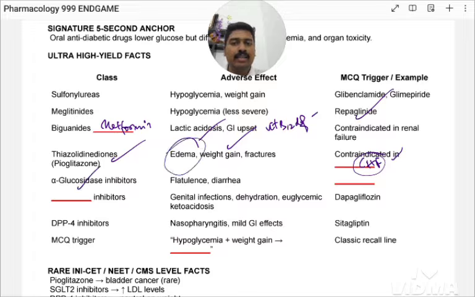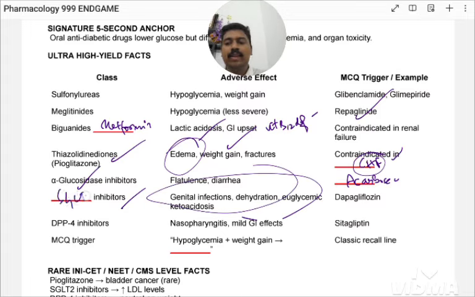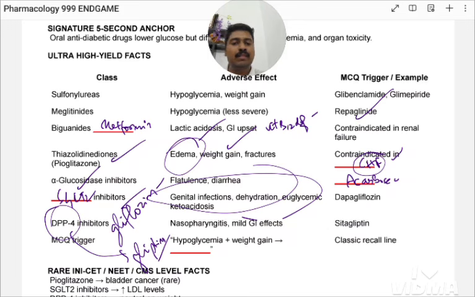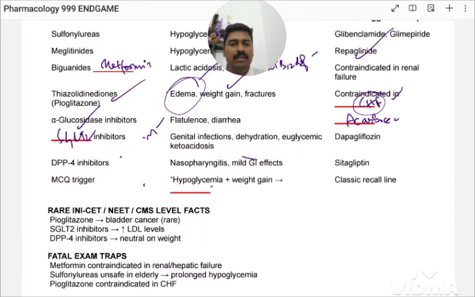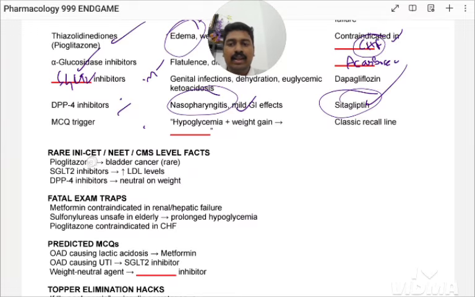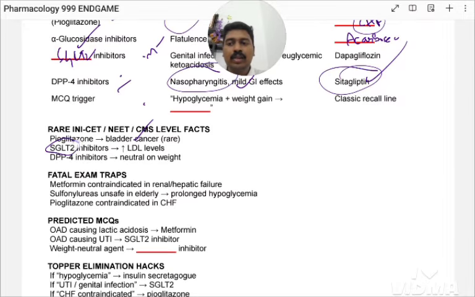Next, alpha glucosidase inhibitors, what is the example? Acarbose. Next, SGLT2 inhibitors cause all these things. Yes, we discussed. SGLT2 inhibitors, examples are gliflozins. DPP4 inhibitors are gliptins. Okay, there is one more important thing which I forgot to mention, that sitagliptin is associated with nasopharyngitis and mild GI side effects. Pioglitazone rarely is associated with bladder cancer. SGLT2 inhibitors can paradoxically increase LDL levels.